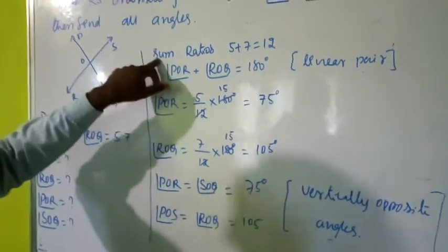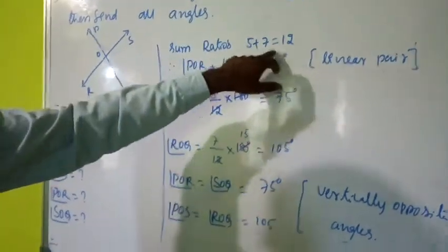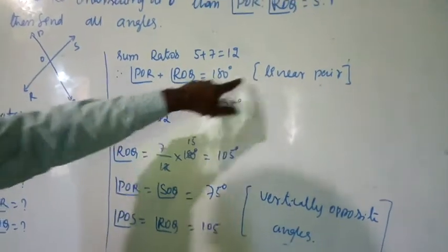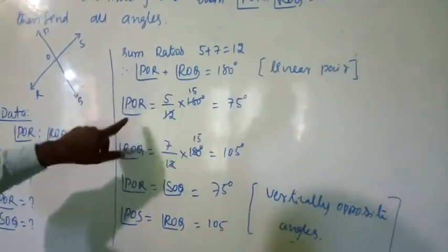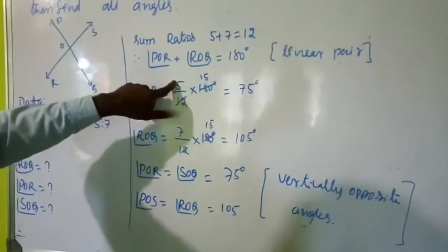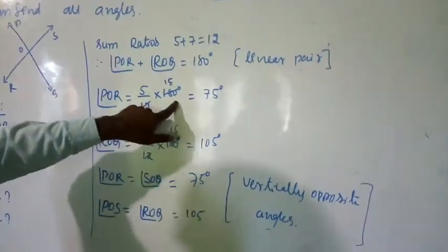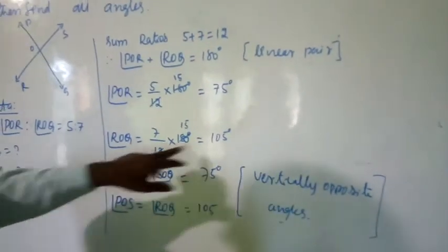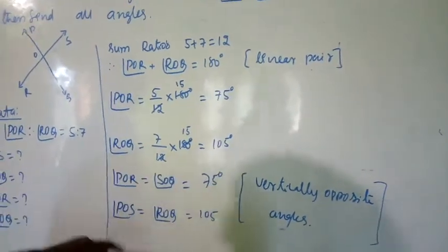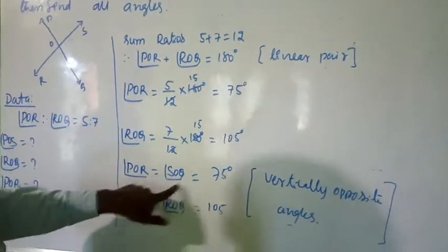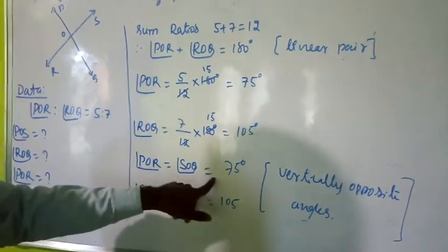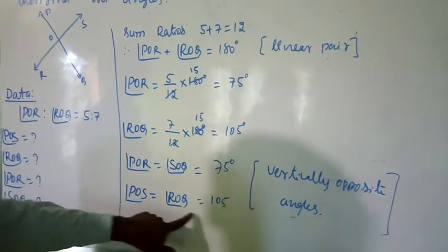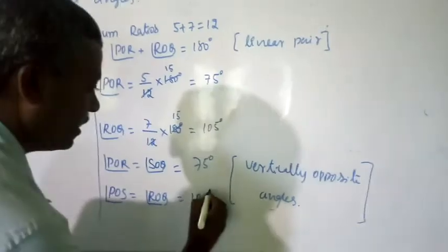So then you can take the sum of the ratios is equal to 5 plus 7, which is equal to 12. POR plus ROQ is a linear pair of angles. Then angle POR is the individual ratio by the sum of the ratio into 180 degrees, which gives you 75 degrees. Angle ROQ is also similar. Here we get 105 degrees. So angle POR and SOQ are vertically opposite angles, equal to 75 degrees each, and POS is equal to angle ROQ, which is also 105 degrees each.